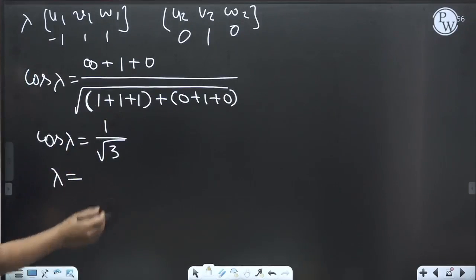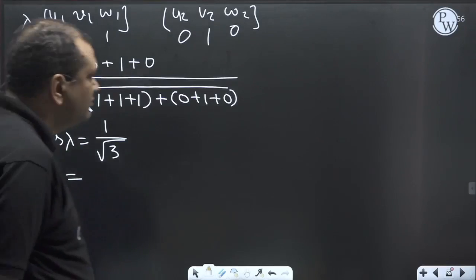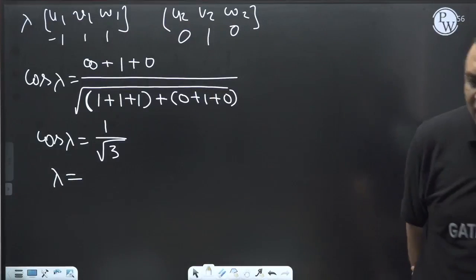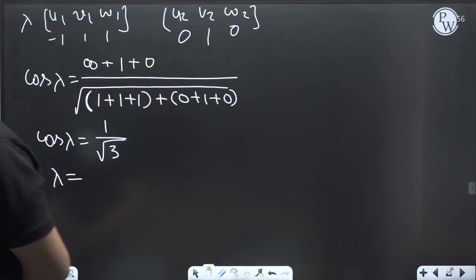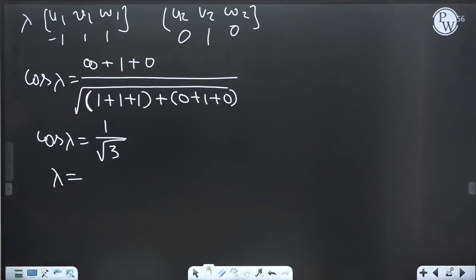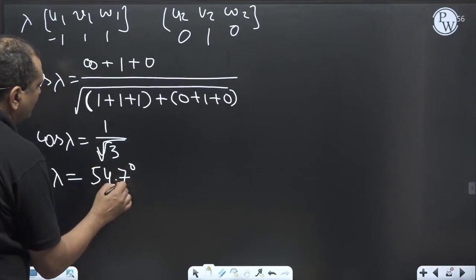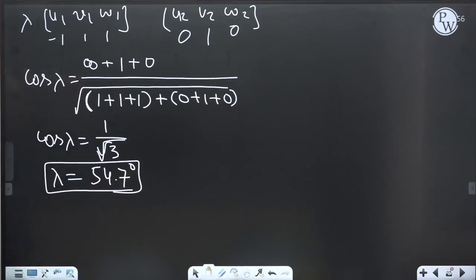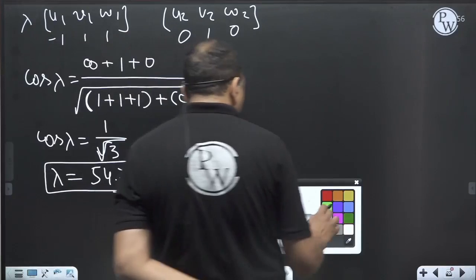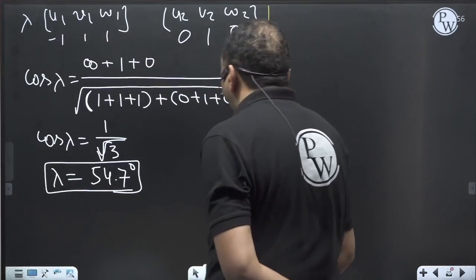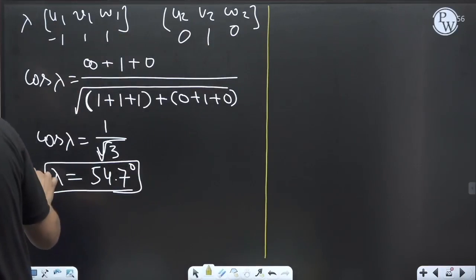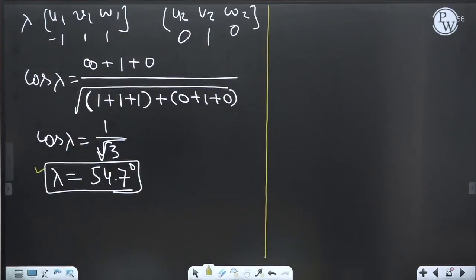So how much is the lambda in that? Phi we have got and the lambda we have got. It's 54.7 degree. Sometimes this software gives some error. We don't know, it behaves a little erratically sometimes. So we have got phi, we have got lambda.